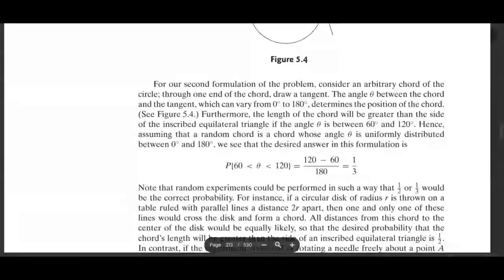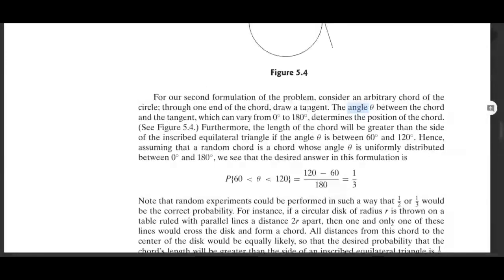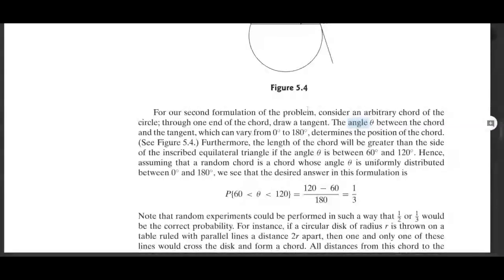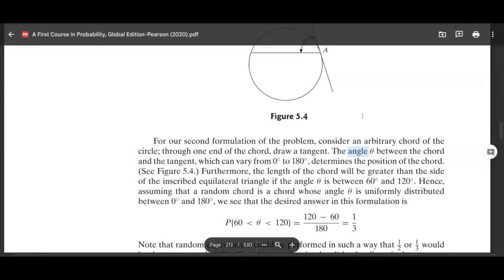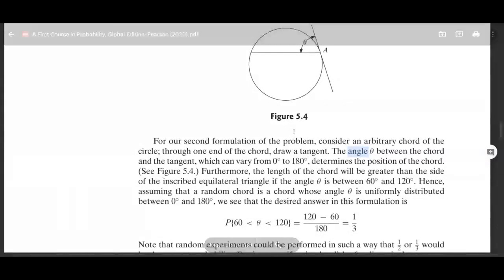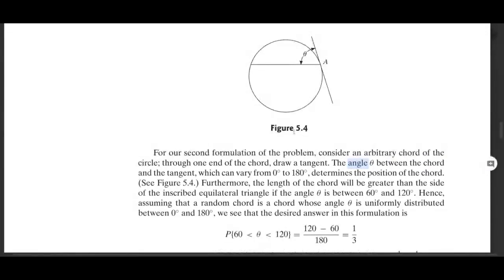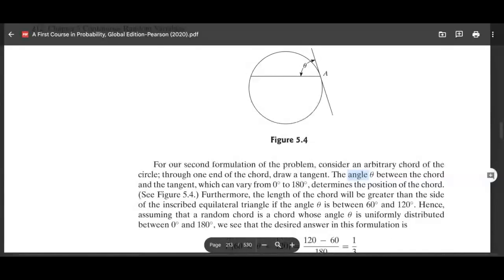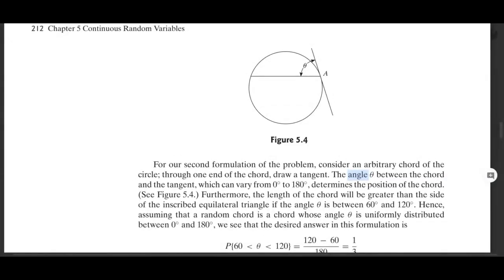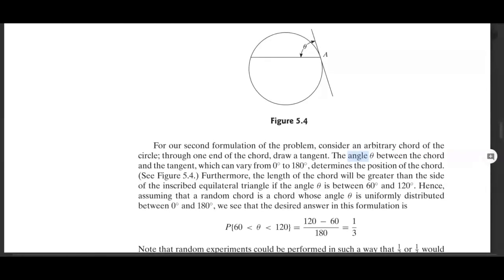Second, consider an arbitrary chord of the circle. At one end of the chord, draw a tangent. The angle theta between the chord and the tangent, which can vary from 0 to 180 degrees, determines the position of the chord. Furthermore, the length of the chord will be greater than the side of the inscribed equilateral triangle if the angle theta is between 60 and 120.